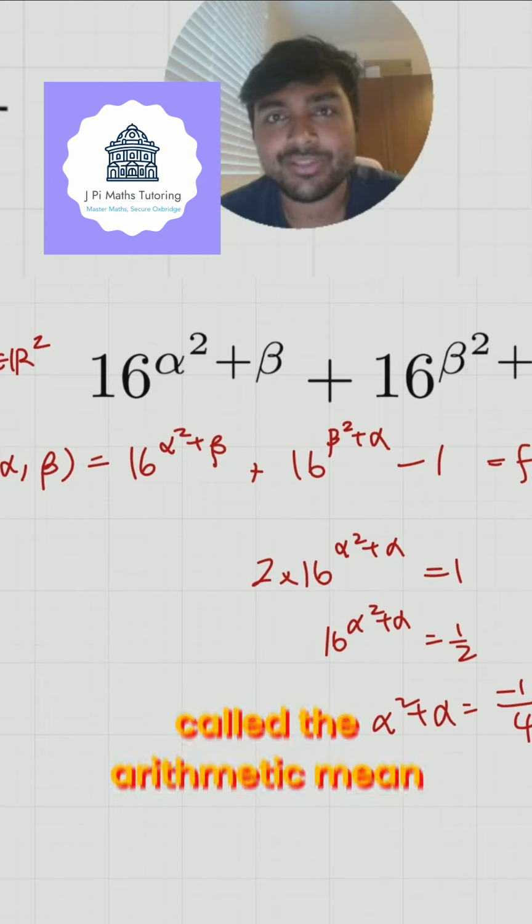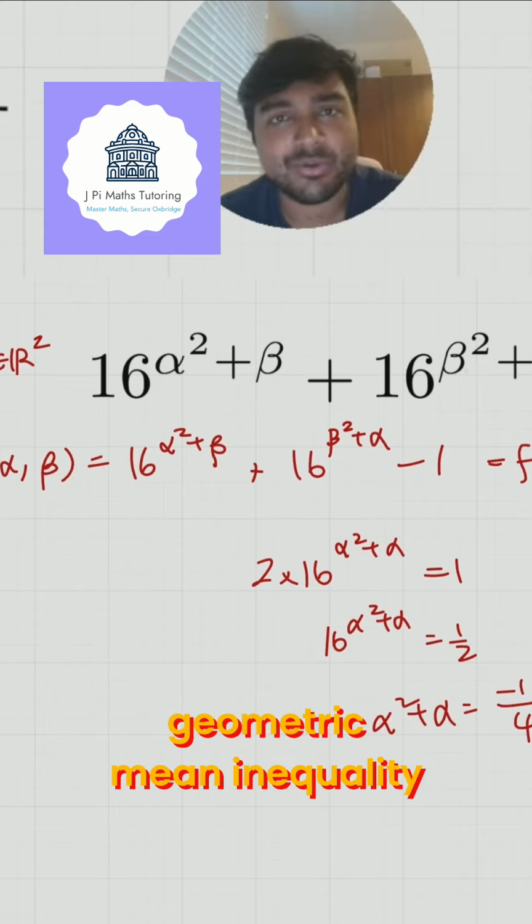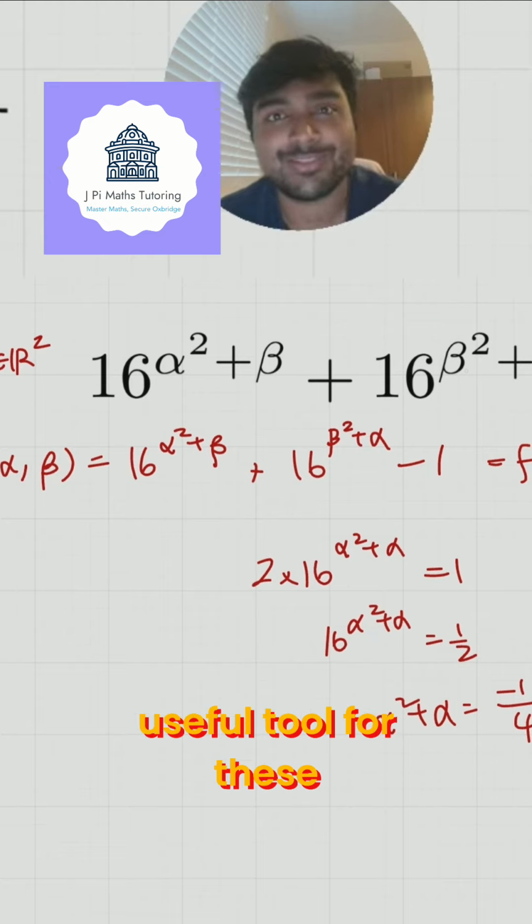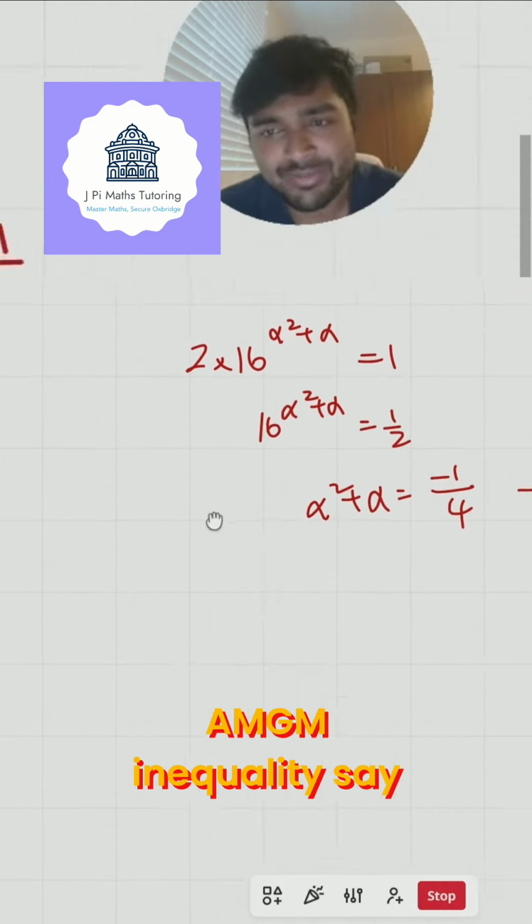Well, I'm going to use something called the arithmetic mean geometric mean inequality. This is something which maybe you haven't learned in school, but I think is such a useful tool for these sorts of questions. But what does the AMGM inequality say?